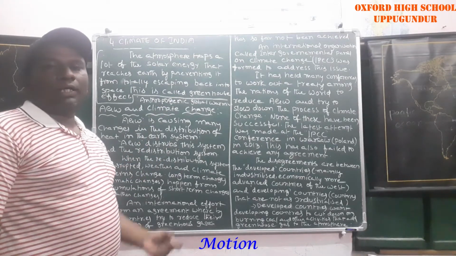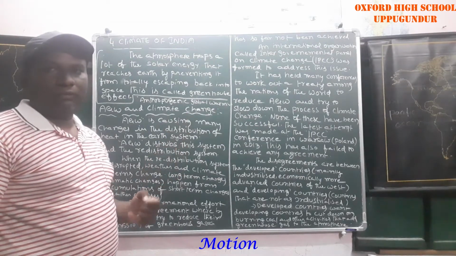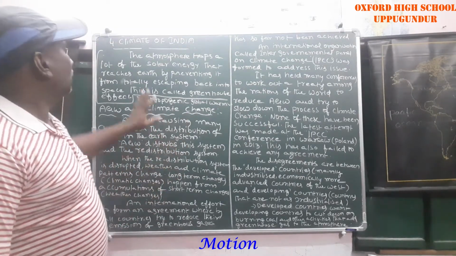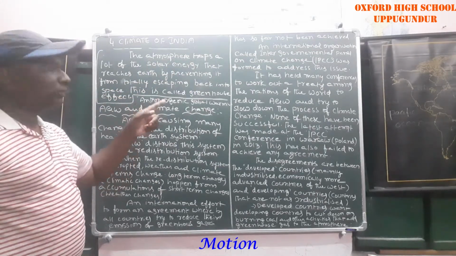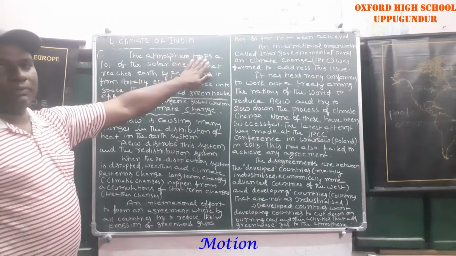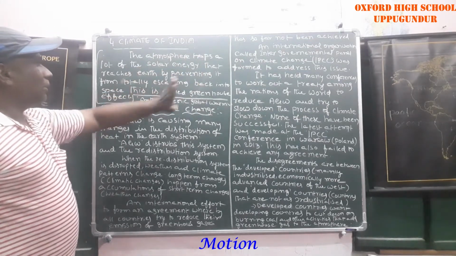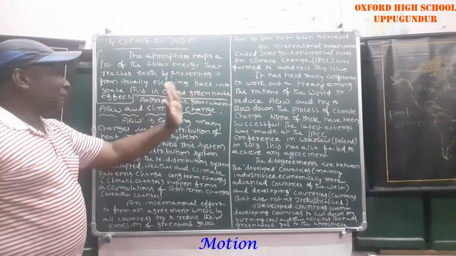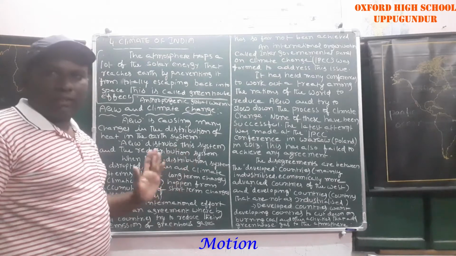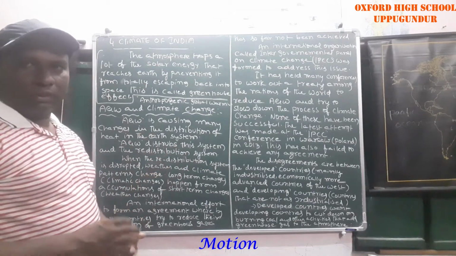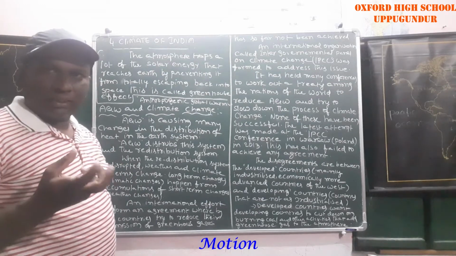Last session I explained the greenhouse effect. The definition is very important, so again I have written the greenhouse effect definition. Last class itself I explained it: the atmosphere traps a lot of solar energy that reaches earth by preventing it from totally escaping back into space. This is called the greenhouse effect. So here the atmosphere is trapping the solar energy that reaches the earth.